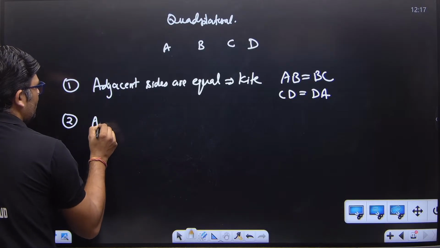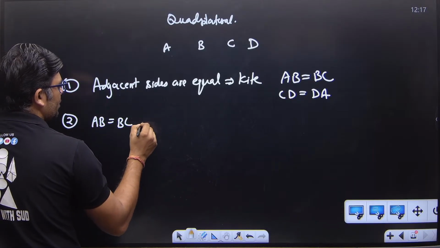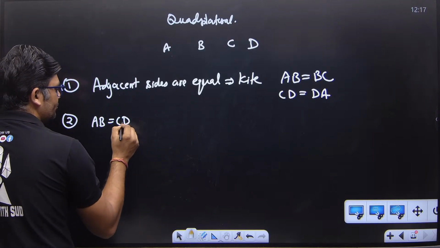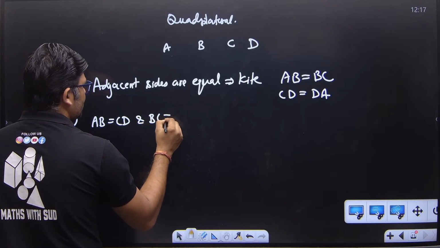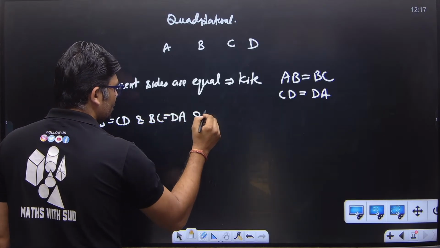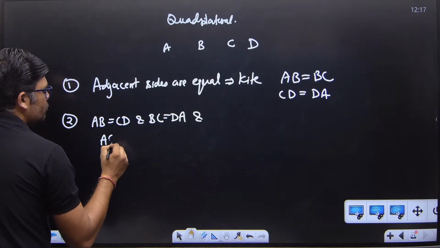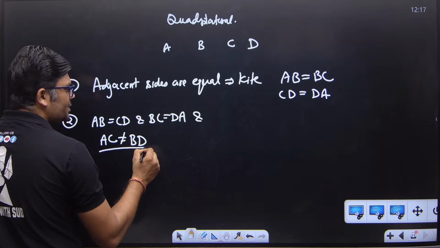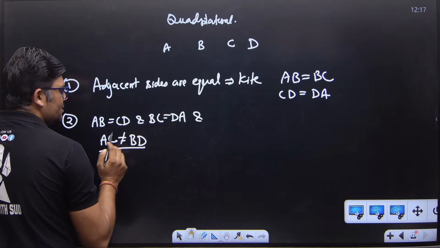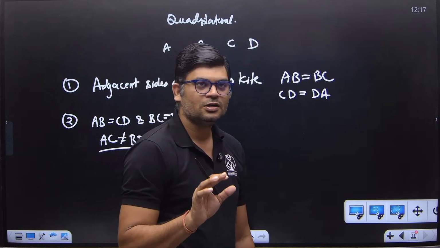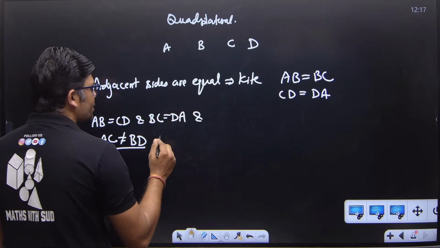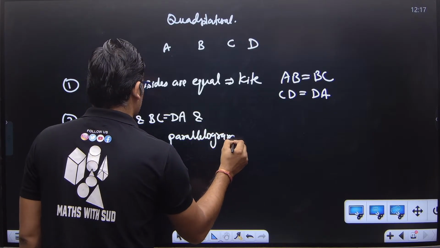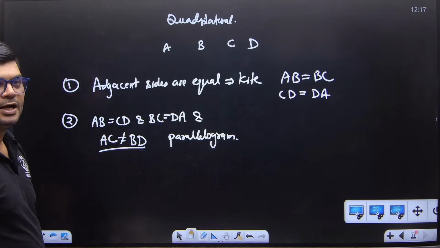Let us suppose that AB is equal to the opposite side CD, and BC is equal to DA. But you have to check all the 6 distances. So you also have to check AC is not equal to BD. So if this case is there, you will use the distance formula for these 6 distances, and out of these, if this is the condition, it is a parallelogram. AC and BD are diagonals.